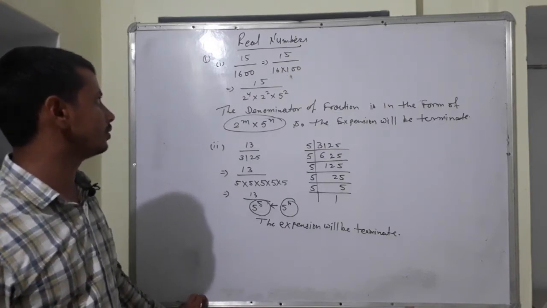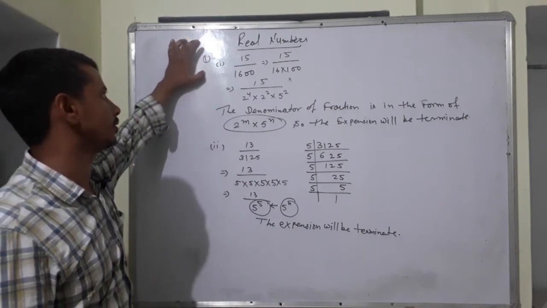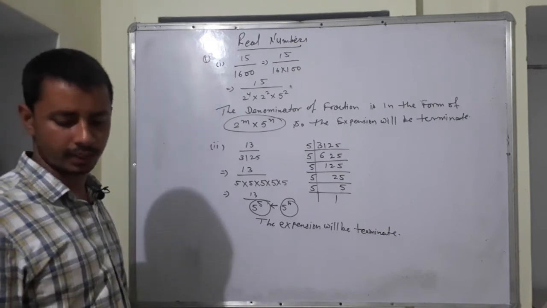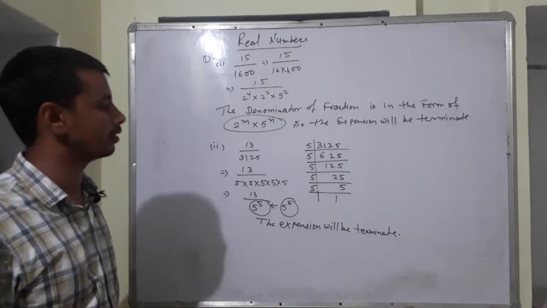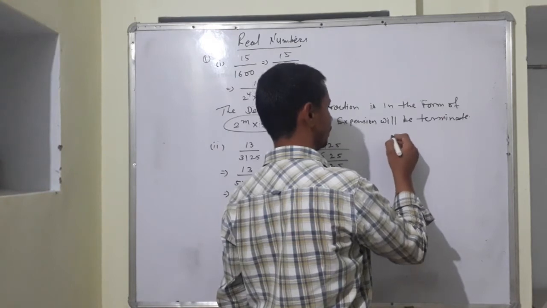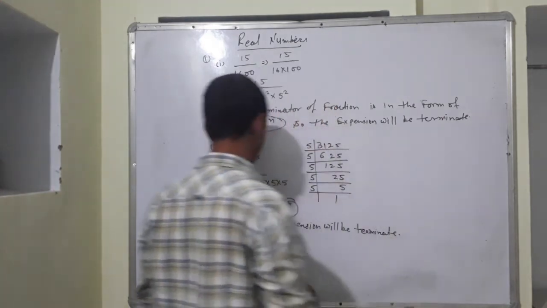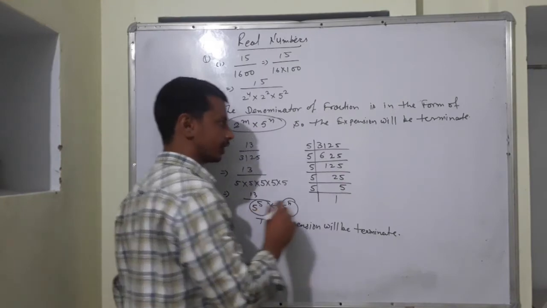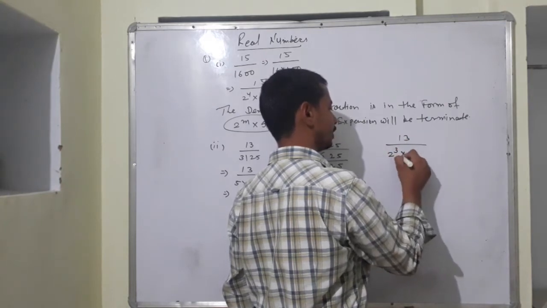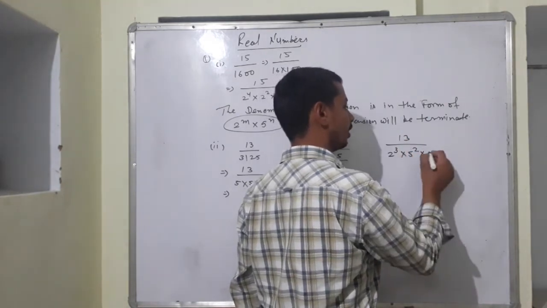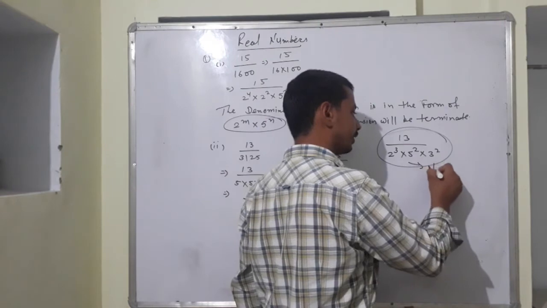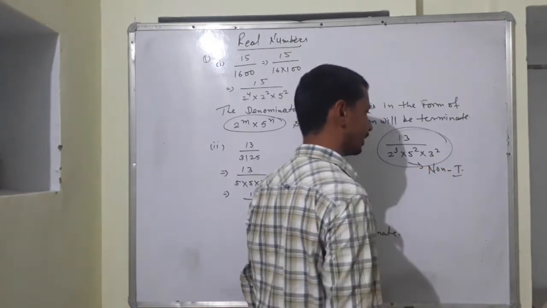And next parts of first question are the same as first and second part, so do yourself. When we have other prime factors in the denominator along with 2 power m and 5 power n, for example 13 upon 2 power 3 multiply 5 power 2 multiply 3 power 2, then the decimal expansion will be non-terminating. Okay.